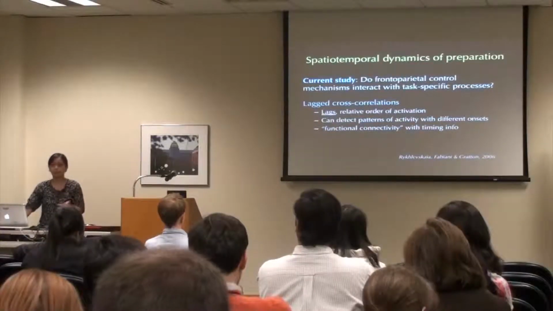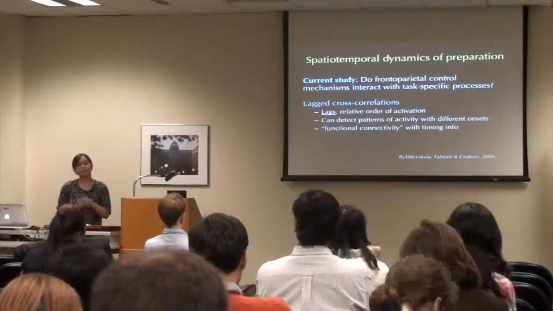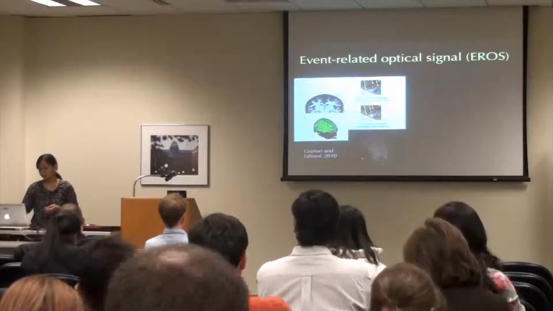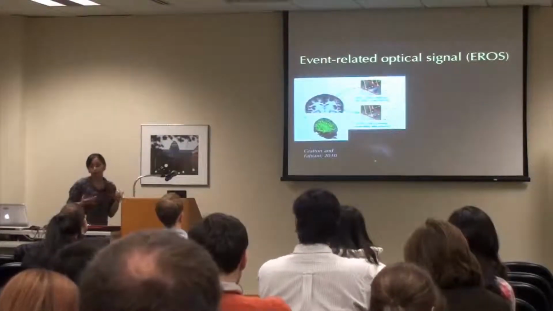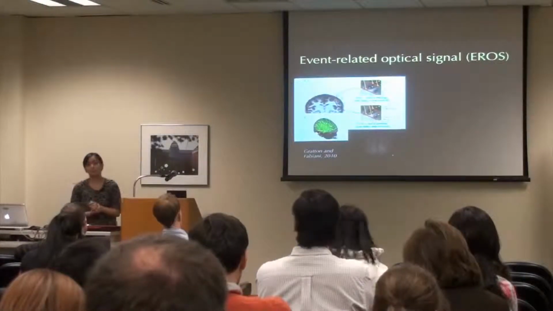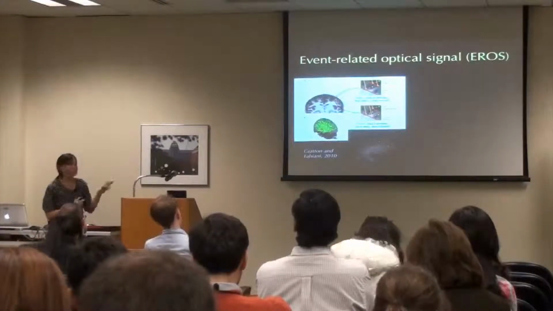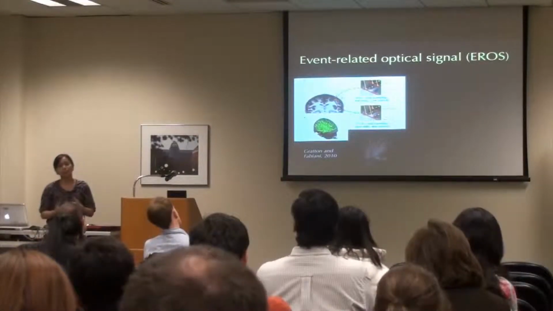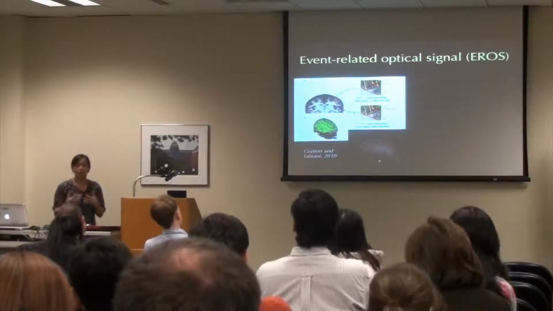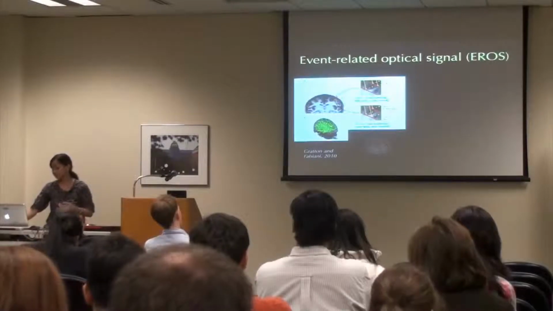So for neuroimagers in the audience, you can think about it as the idea of functional connectivity, but with timing information or lag included. So we use lag cross correlations using this method called event-related optical signal, or EROS, which is a form of optical imaging. And EROS contains high spatial and temporal resolution. So we can not only identify where activity is coming from, but when it happens.